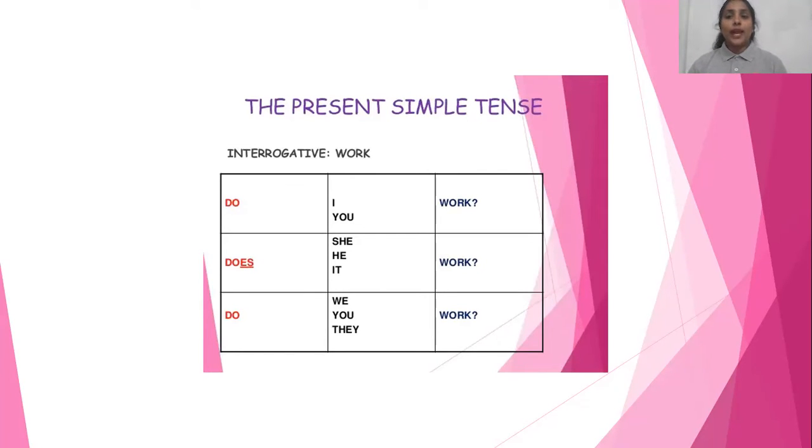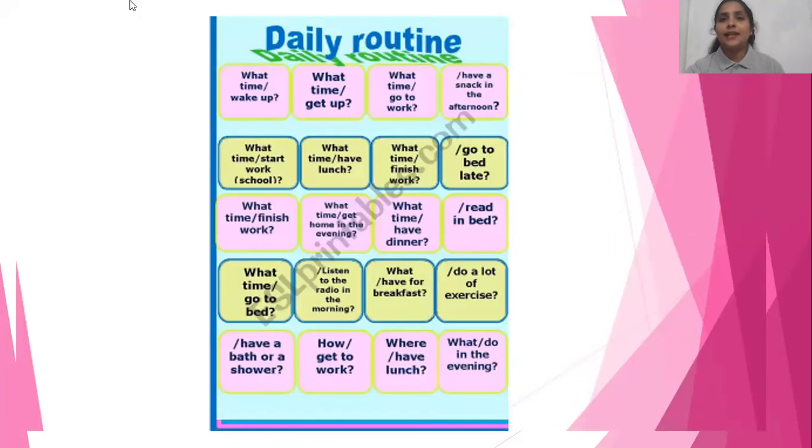Now let us look at the third form, that is, do we work? Because interrogative is all about questioning. Do we work, do you work, or do they work? Okay, so these are all about the simple present tense in interrogative manner. Now let us understand about the daily routine activities. So in daily routine, what are the things which we need to discuss?